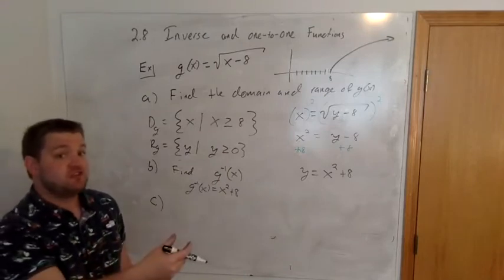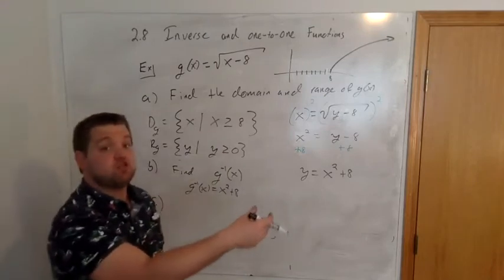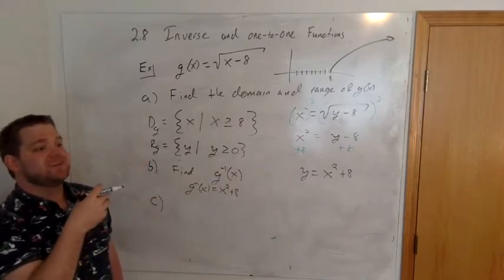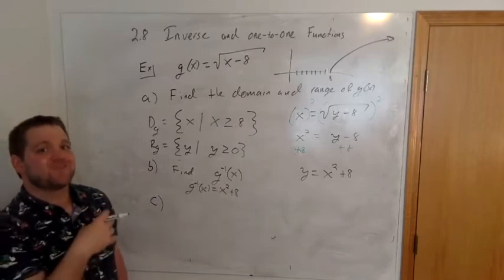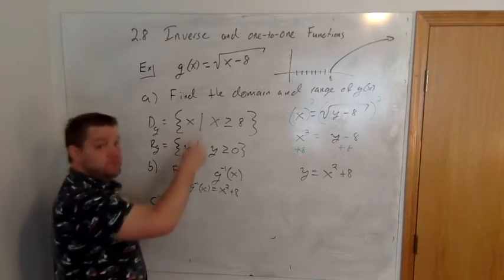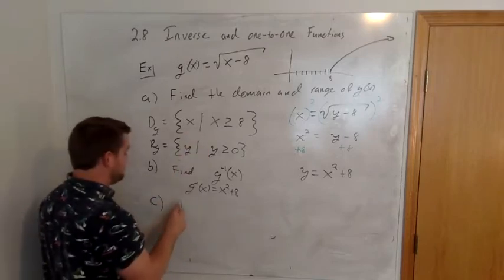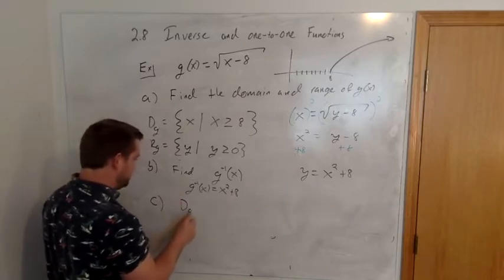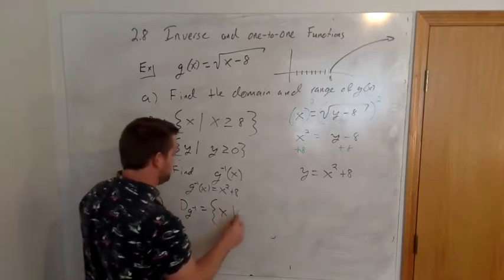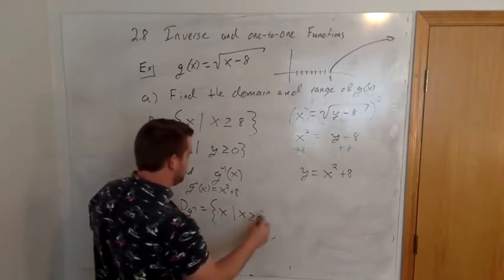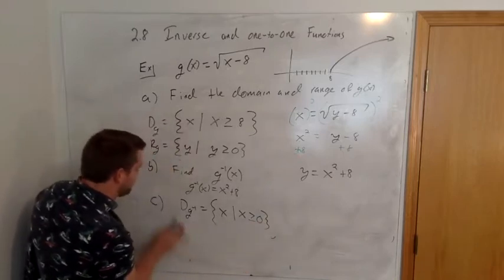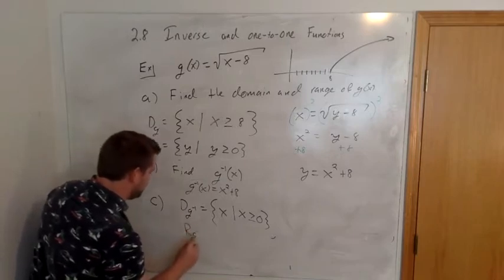So the range of g is the domain of g inverse. And the domain of g is the range for g inverse. So really what happens is the domain and range switch, so I just have to flip-flop these. There's nothing more to it. The domain of g inverse, that's going to be the range of g. So that'll be all x such that x is greater than or equal to 0. And we'll also have the range of g inverse.